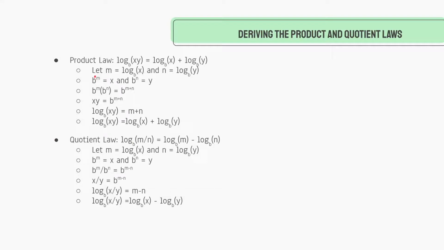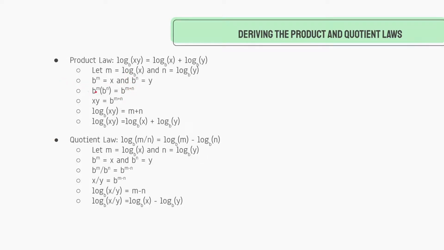And so we get b to the power of m is equal to x, and b to the power of n is equal to y. We know that the product law deals with the product of 2 numbers or more, so why don't we multiply them? So we get b to the power of m times b to the power of n. And we know that when we're multiplying 2 exponents or 2 numbers with the same base, we just add their exponents. And so that's what we've done here. We get b to the power of m plus n.